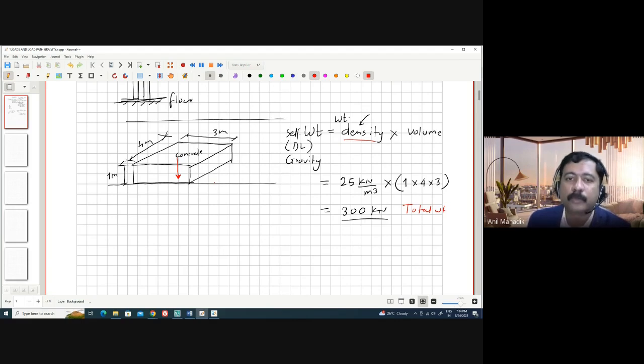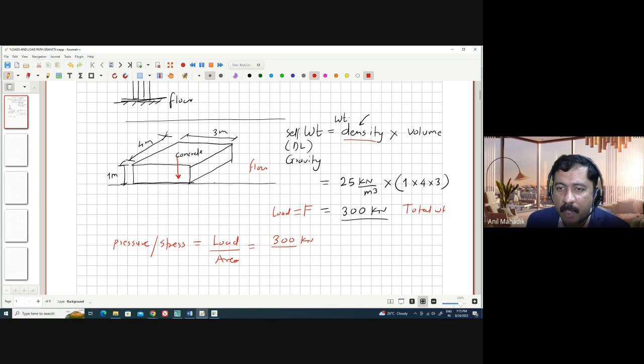Now if I ask you what is the pressure exerted on the floor due to this block? I need to find the pressure, or you can say stress. Let's say this is your floor where it is resting. What is the stress exerted on the floor due to this block load? Stress equals load upon area. Yes, this is your force, self-weight, or we can say load. So load upon area. So load is 300 kilonewton, and what is the area where it is exerting? Yes, this is the area, the bottom area.